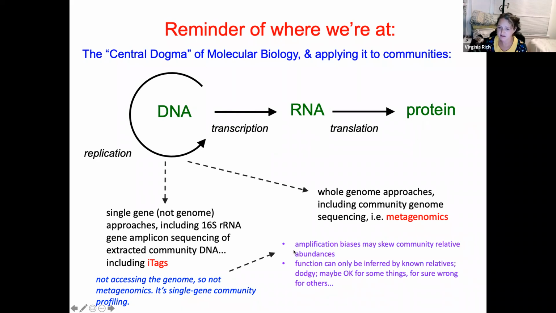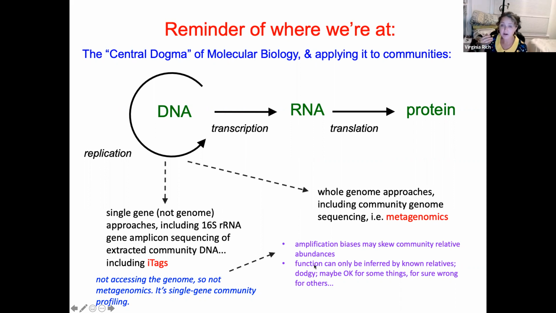And reminding ourselves, this is another caveat here, not really a caveat, but just an inherent nature of the data. So the amplification biases may skew the relative abundances, but then here's the inherent nature of the data part. Function can only be inferred by known relatives. Okay, that's kind of dodgy. So if you have something that's closely related to another organism that does something you care about, you might think, hey, maybe that does the same thing. Maybe it has the same role in the ecosystem. Maybe it performs the same key metabolism that links to my biogeochemistry.